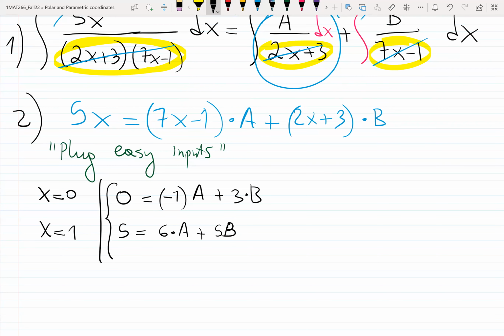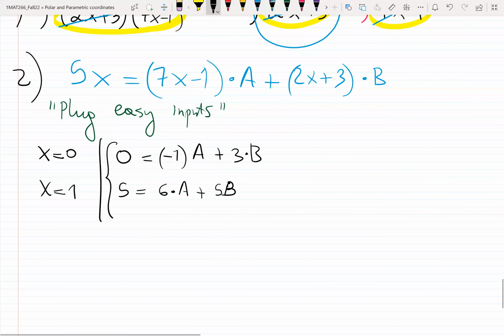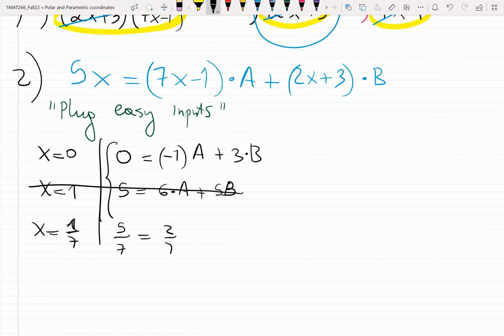If you plug one of the roots, just one of the variables disappears. Maybe that is easier for you. So if you don't like that, maybe plug 1/7. See what's going to happen. If I plug 1/7, it will be 5/7 equals 0 times A. So A disappears. But then you will have 2/7 plus 3 multiplied by B. And you solve for B right away.